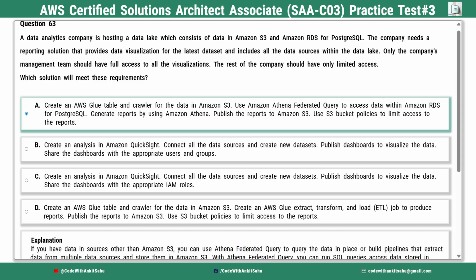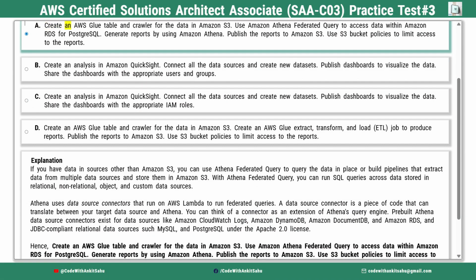Correct answer. Option A. Create an AWS Glue table and crawler for the data in Amazon S3. Use Amazon Athena Federated Query to access data within Amazon RDS for PostgreSQL. Generate reports by using Amazon Athena. Publish the reports to Amazon S3. Use S3 bucket policies to limit access to the reports.